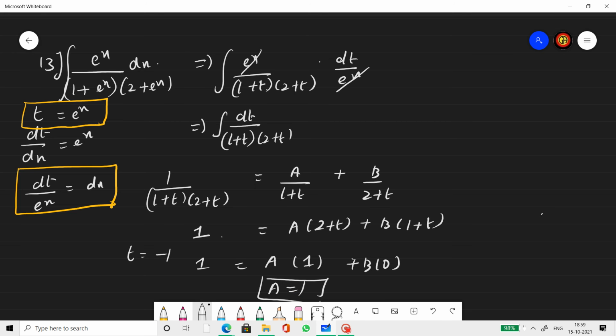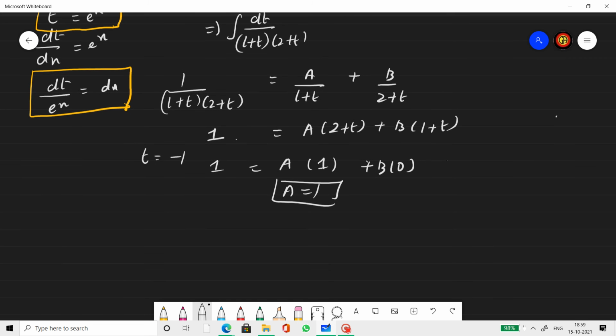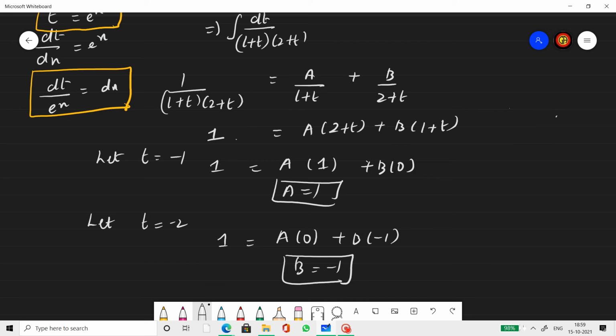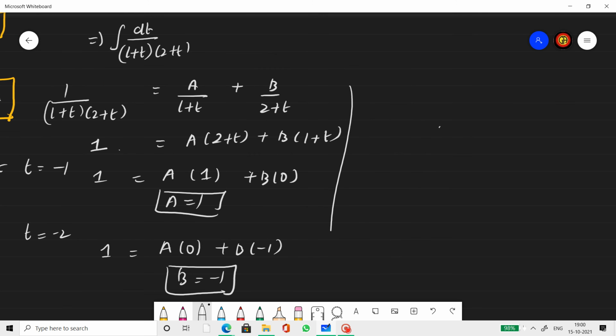Then we take t as minus 2. Let t equal minus 2. In that case, 1 equals a into 0 plus b into minus 1. So b will be minus 1. So once you find A and B values, apply them in the place where we split the sum. So this will be 1 by 1 plus t minus 1 by 2 plus t.